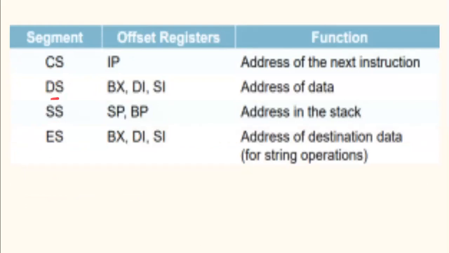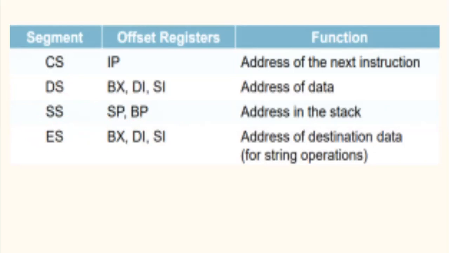the base address is stored in the data segment register and the offset can be stored in BX, DI or SI register. Similarly, for the stack segment, the base address is stored in the stack segment register and the offset address can be stored in the stack pointer or the base pointer register. For the extra segment, the base address is stored in the extra segment register and the offset can be stored in BX, DI or SI. So these are the base address and offset address holders of the particular segments.